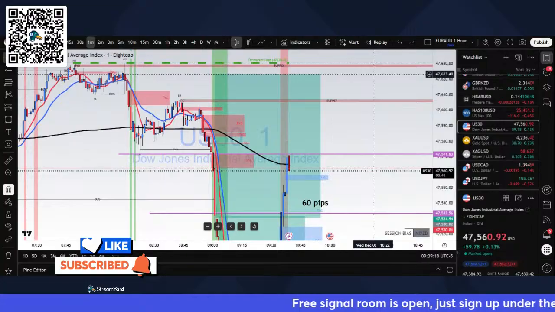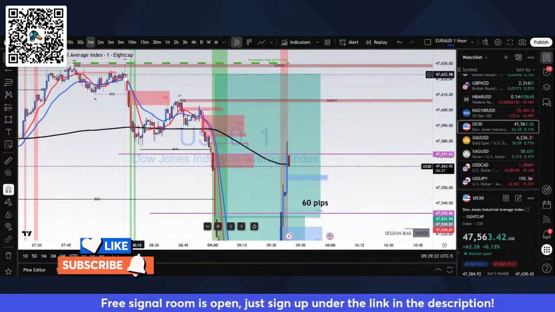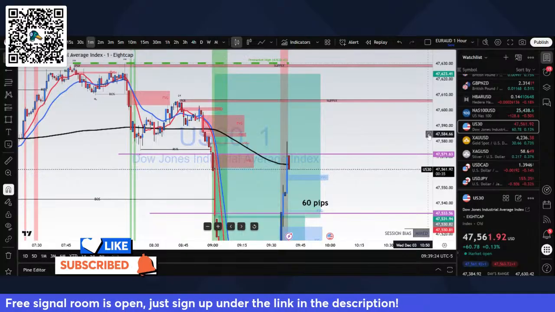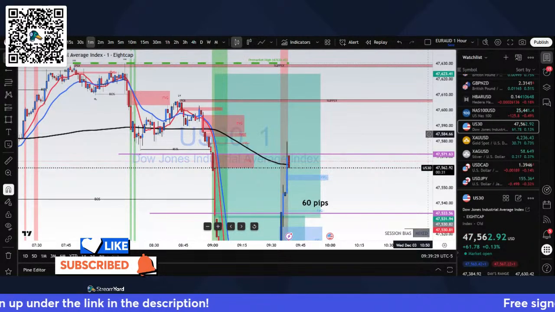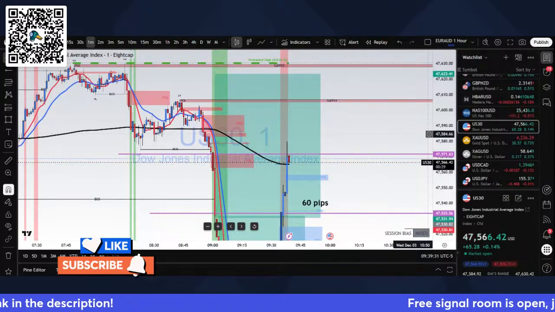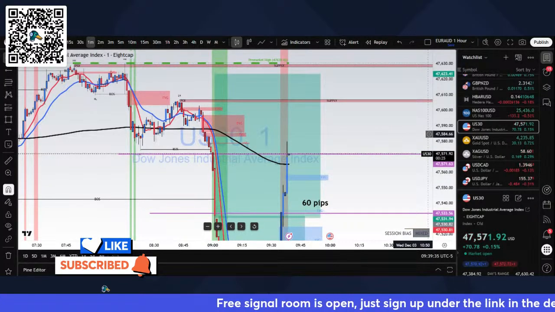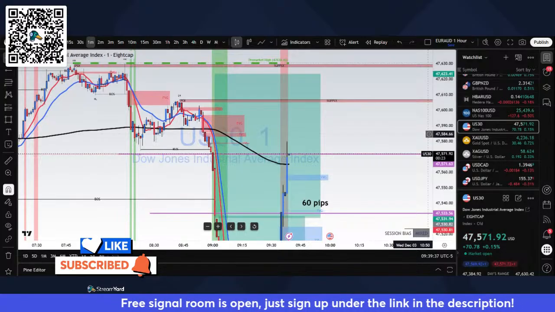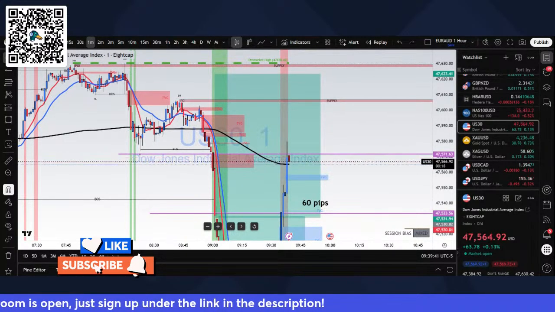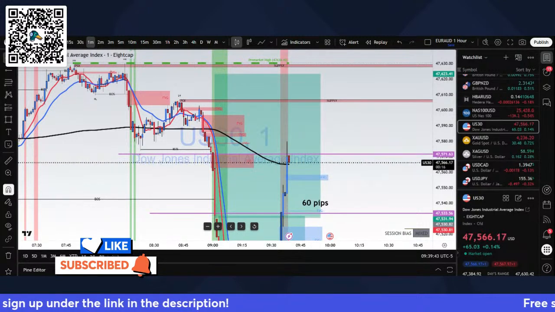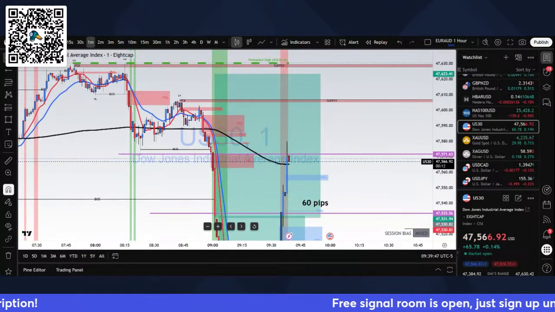My final TP is right here, right at the top of these candles here, and it's 47623.4. You just make it. All right, so we're risk-free, guys. Another beautiful trade, 60 pips in the bank. Let me get a W, man.